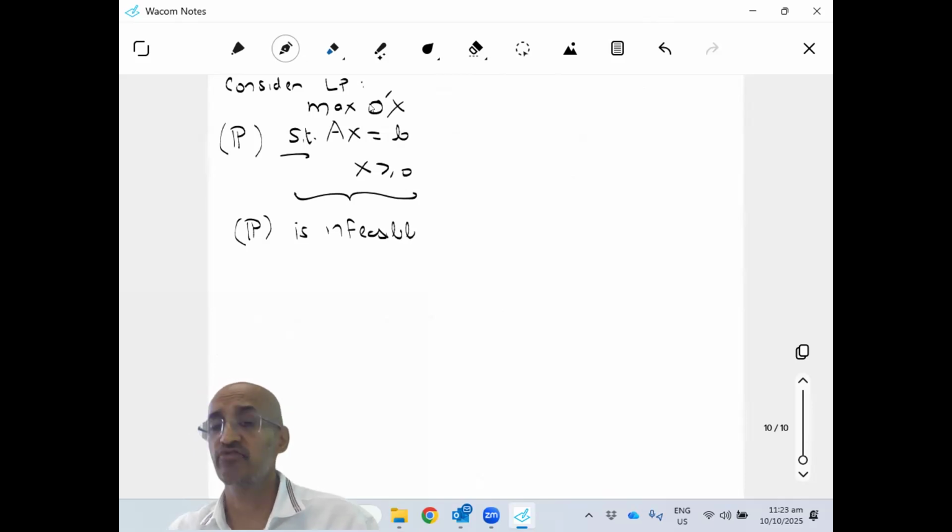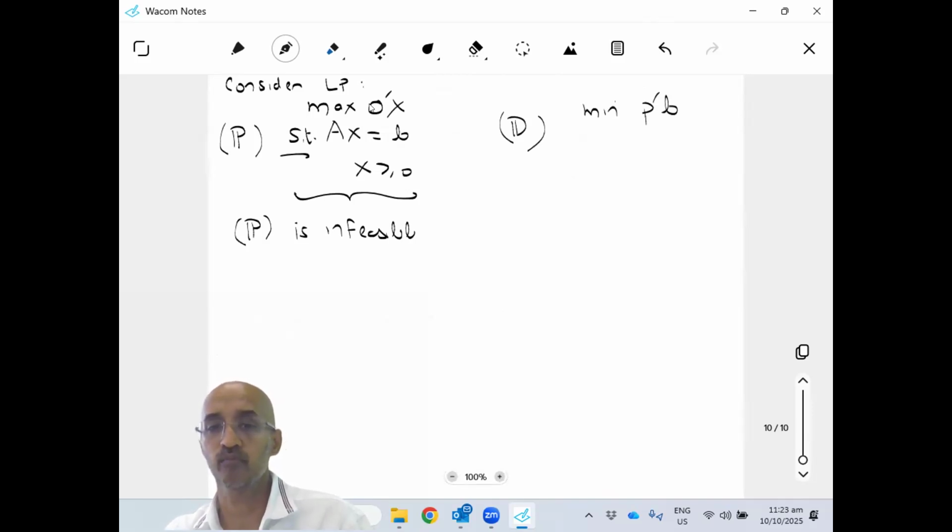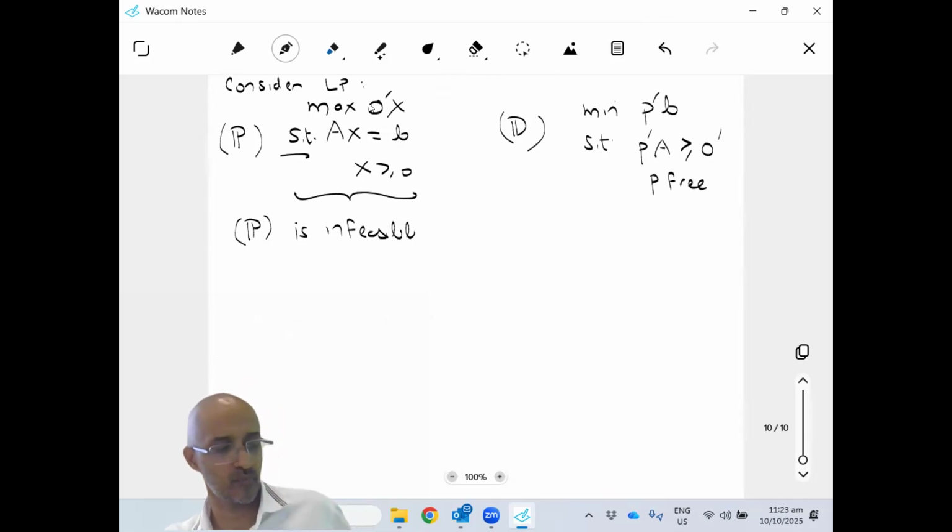Let's write the dual. What is the dual? Minimize P transpose B, compare P transpose A to 0 transpose. This should be greater than or equal to 0 because X is non-negative, and P should be free. That's the dual.